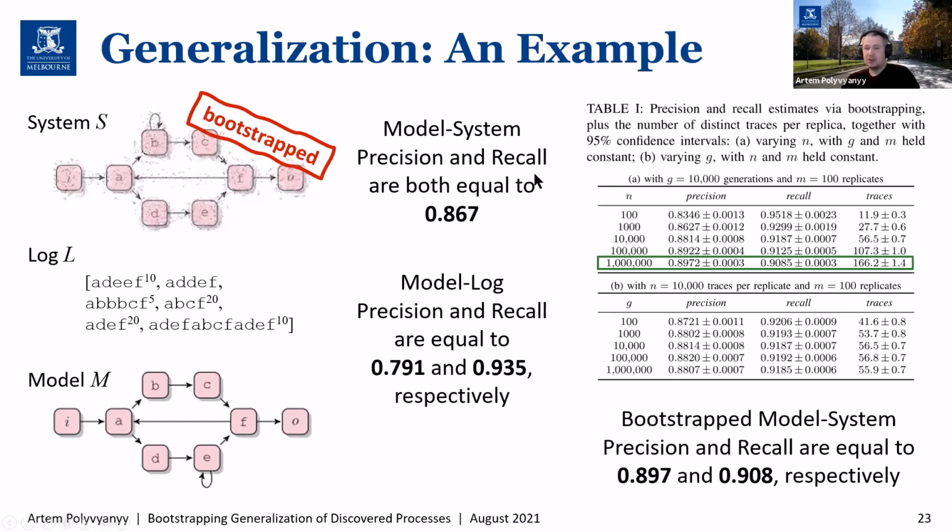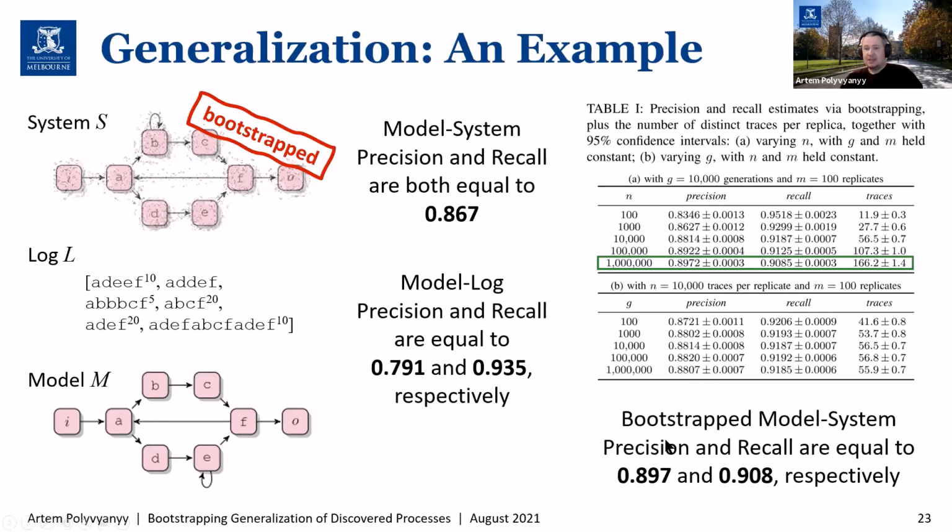And if we now use our bootstrap method and generate more bootstrap samples, and these samples are also larger, then we start to estimate the true values closer and closer, right? So here we took n of 1 million traces in a bootstrap log. We used 10,000 generations and m of 100 bootstrap sample logs, and then we were able to establish that the bootstrap precision measure is 0.897 and bootstrap recall is 0.908. So they're not exactly the same as the true value, but they're getting closer. The more computation we invest into this exercise, the closer the values start getting to the real values.